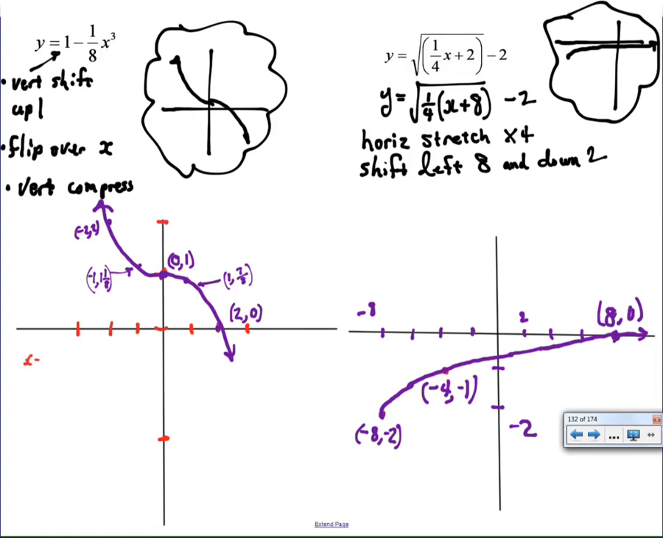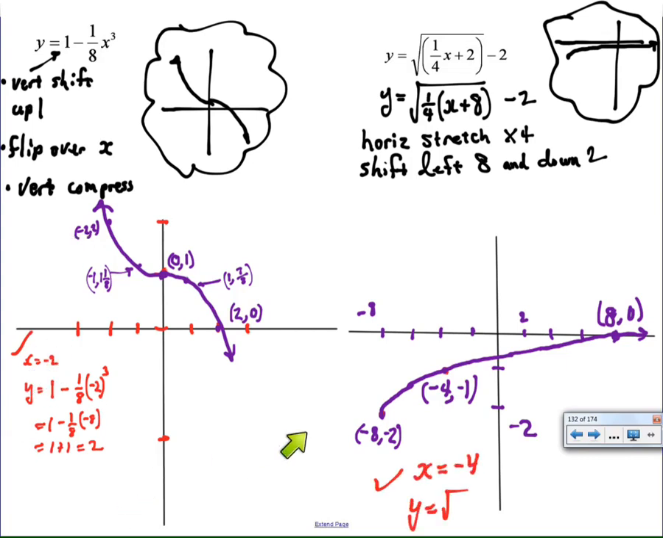And again, I check this with technology. Oh, and I could also put in a point. So you can see down here, I check my answer, putting in x equals -2, and I should get 2 as a result. Here I check with x equals -4, I should get -1 as a result, and indeed I do. Thanks for watching.